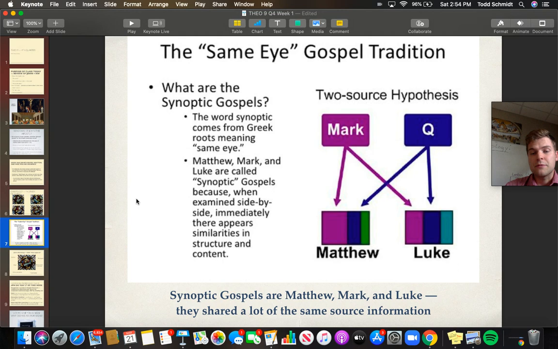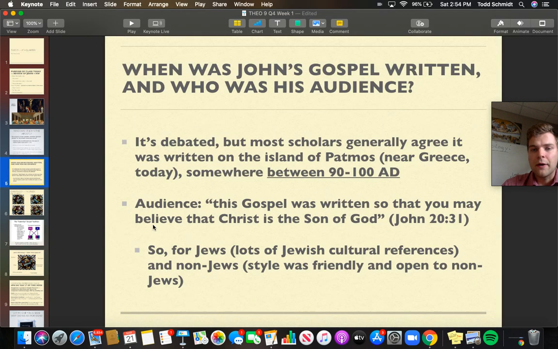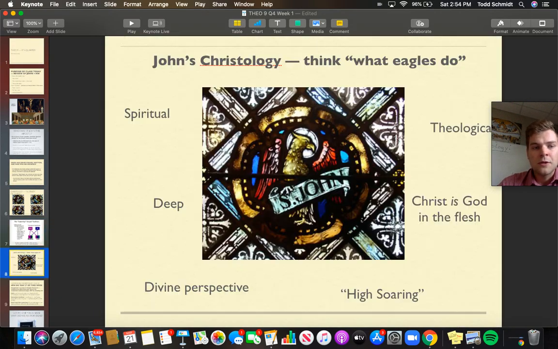They share a lot of the same source information. You remember what synoptic means? That means "same eye." So literally, a lot of the stories in Matthew, Mark, and Luke are almost the same word for word. However, John didn't share any of the source information that Matthew, Mark, and Luke did. If you remember, a moment ago I told you that his gospel was written close to 25, even 30 years after the synoptic gospels. Well, what's he trying to write about then?